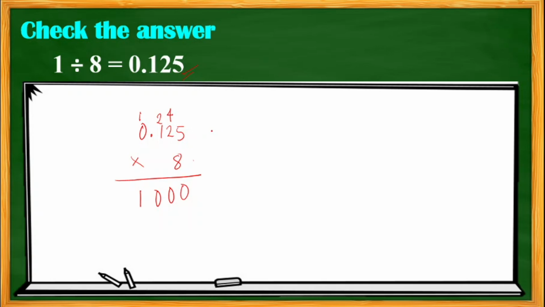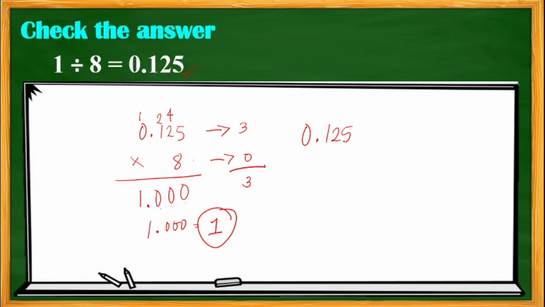So count the number of decimal places in the first factor. We have 1, 2, 3. The second factor has 0. So the total of decimal places is 3. So count 1, 2, 3, then write the decimal point. 1.000 is equivalent to 1. So our answer is correct. 125 thousandths is correct.